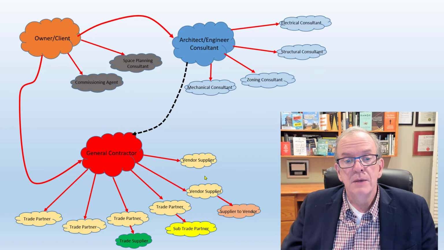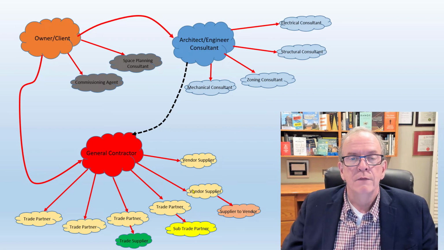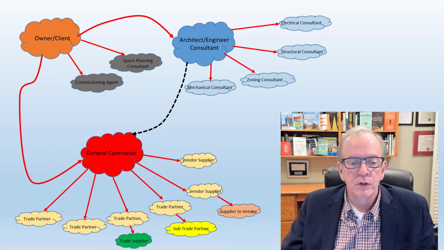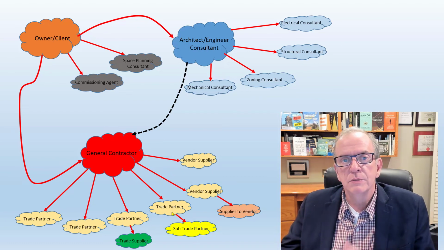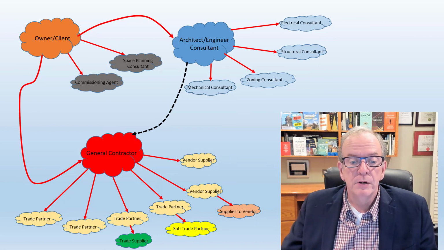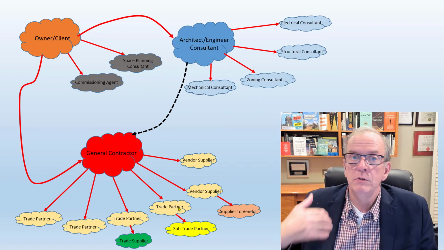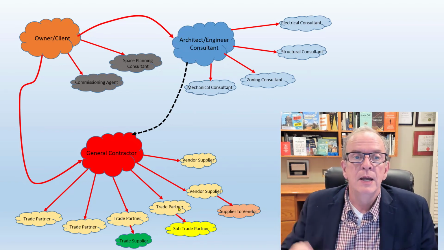Vendor suppliers. Now the GC might determine that they're going to purchase certain large expensive items directly from the supplier to make cost savings. After all, a trade partner is going to mark up anything that they provide because they're taking certain risk and responsibility for those items. The trade partner themselves may decide that they need another trade partner, so they'll hire another trade partner under them. A plumbing subcontractor might hire a drain subcontractor, etc. And of course, each trade partner will have a multitude of their own vendors. You're buying plumbing supplies, electrical supplies, and so on.